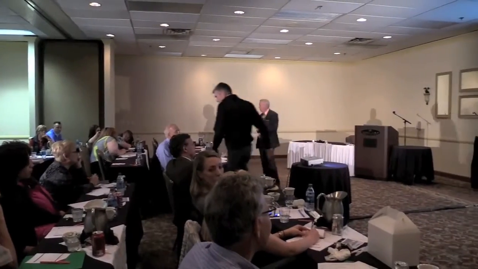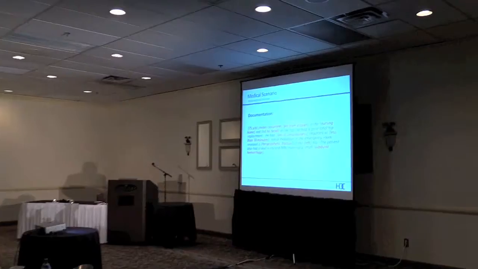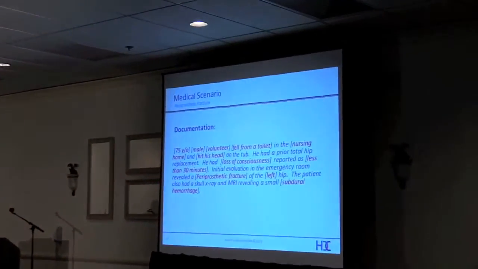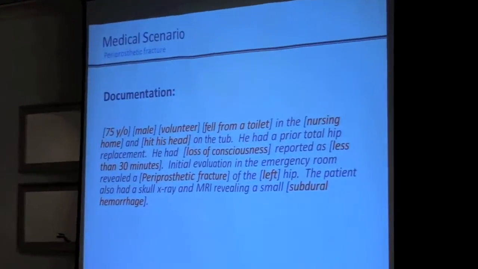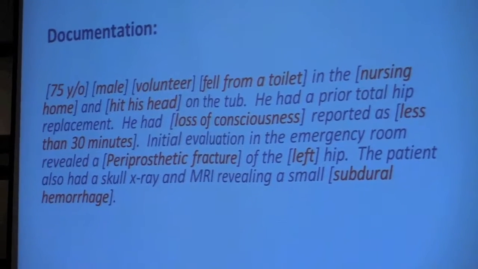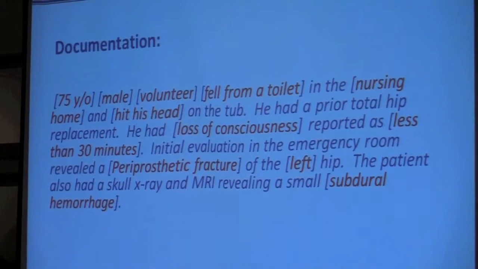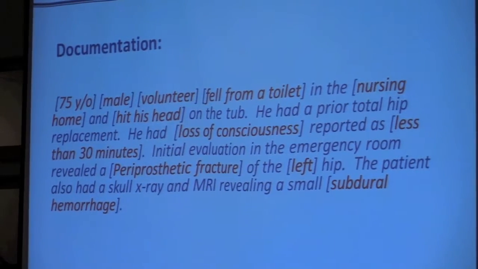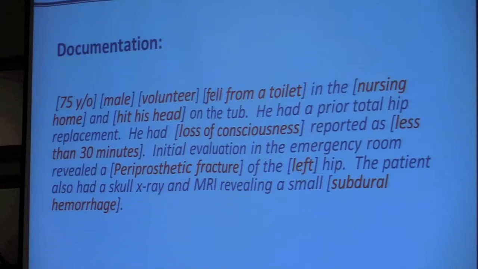All right, here's someone who fell from a toilet. And they struck something, so we know what it is. Here we have a 75-year-old male volunteer, working part-time as a volunteer in a nursing home, who fell from the toilet in the nursing home and hit his head on the tub. He had a prior total hip replacement. He had loss of consciousness reported as less than 30 minutes.